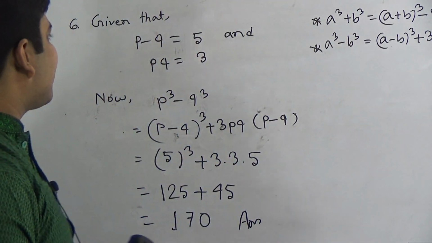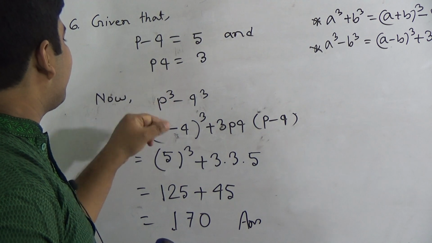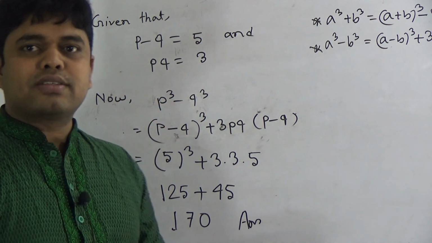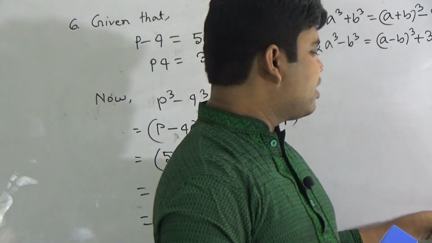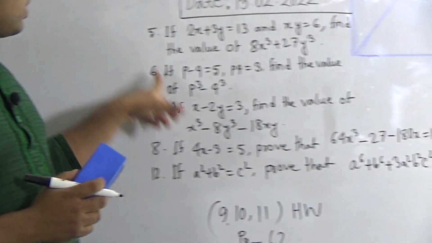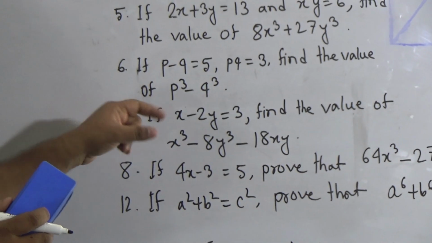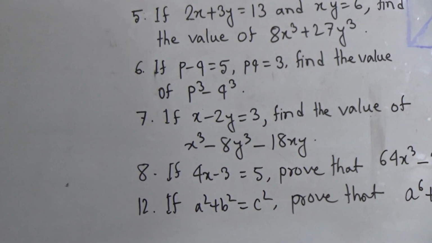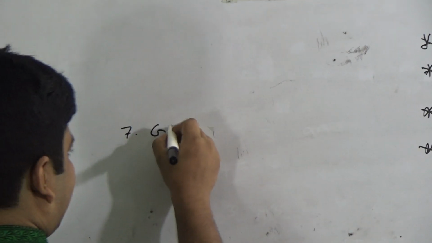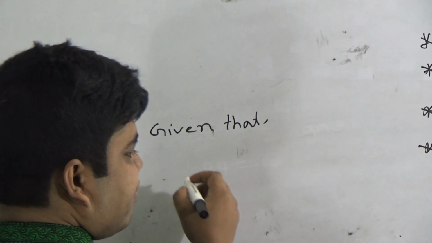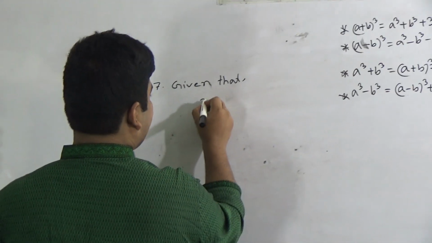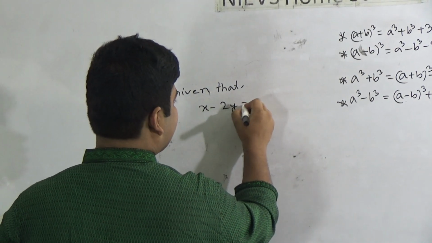We use the value of p minus q and pq in the expression p cube minus q cube. Okay, next question number 7. Similar to question number 5 and 6, we use the a cube minus b cube formula. First of all, we write given that: x minus 2y equal to 3.